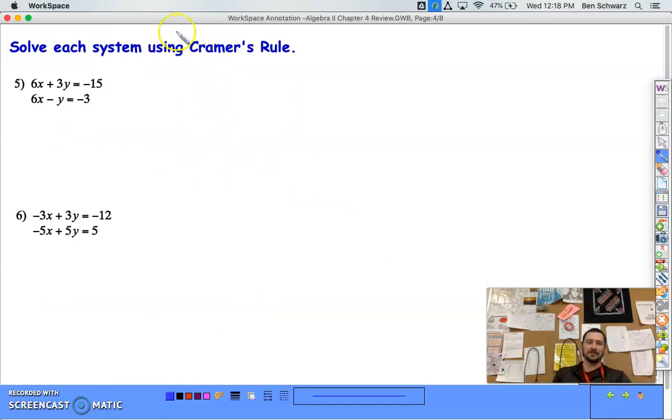All right, solve each system using Cramer's rule. Part of doing Cramer's rule is finding a determinant, right? So step one is you take your coefficient matrix. That would be 6, 3, 6, -1. And we have to find its determinant. So we take -6, because we're doing 6 times -1, and then minus the other diagonal, so minus 18. That's going to give us a determinant of -24.